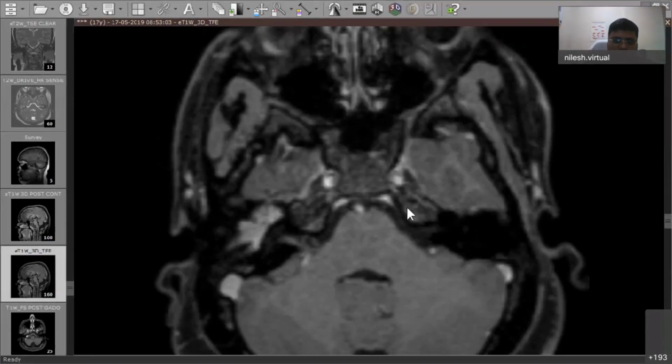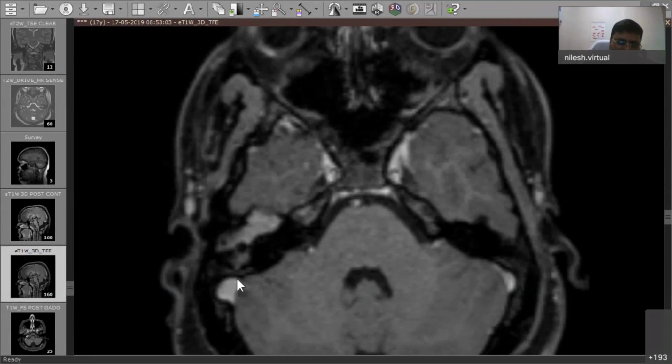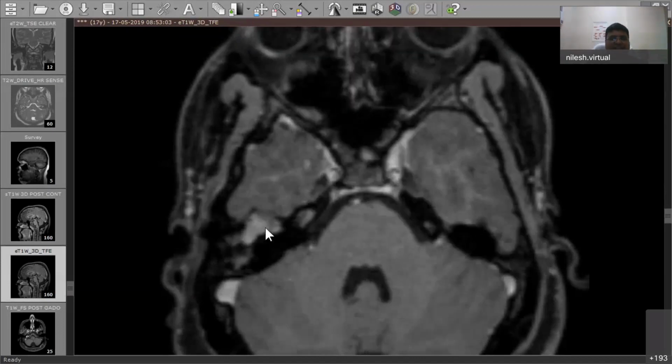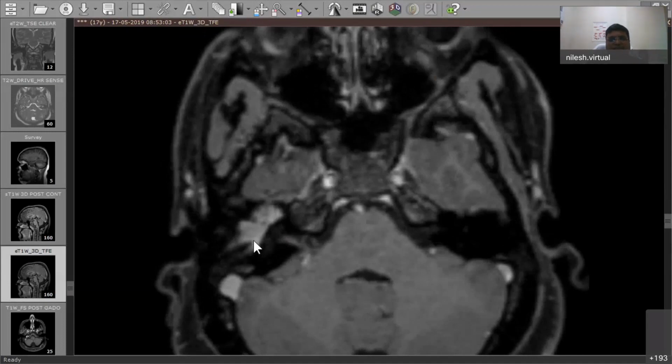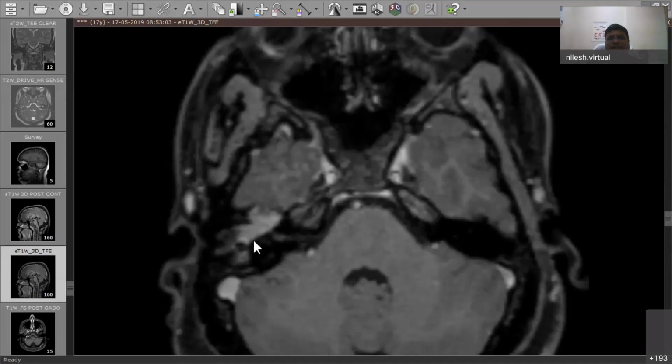Here you can compare the intensity of the sigmoid sinus with this mass. It is almost the same. So it is an intensely enhancing lesion on T1 weighted gadolinium contrast, so it has to be schwannoma only. Suppose it is not taking up the contrast, then what will you do?